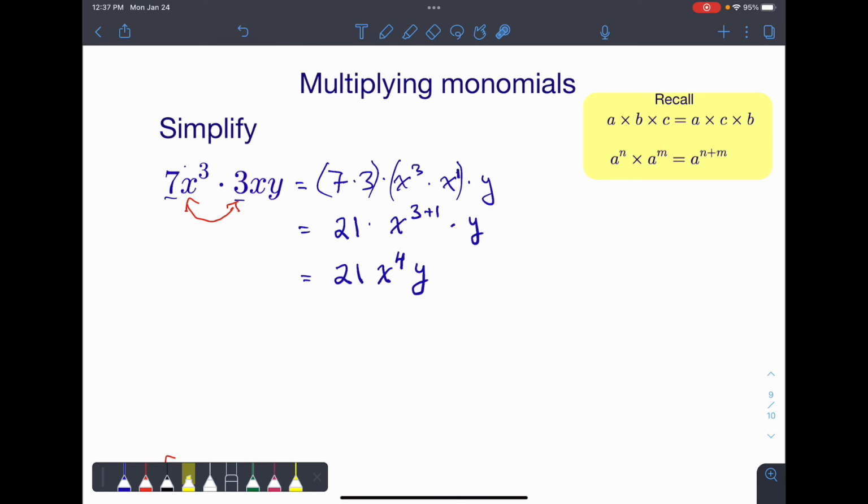There we go. So multiplying monomials, multiply their coefficients together. That's the 7 times 3. Then multiply anything together that has the same base. So in this case, we had the x cubed and the x. They have the same base, and when I combine them, I can add their exponents, and I get a simpler expression.